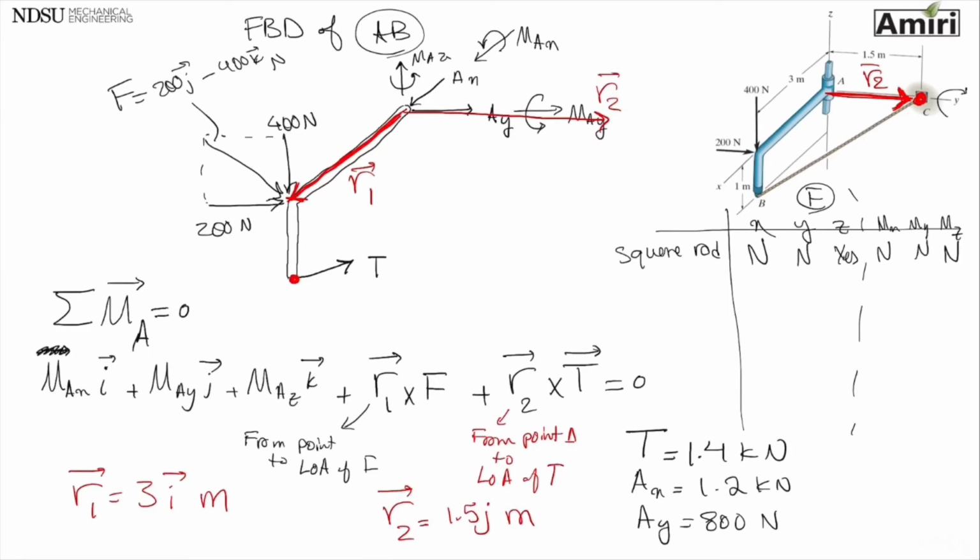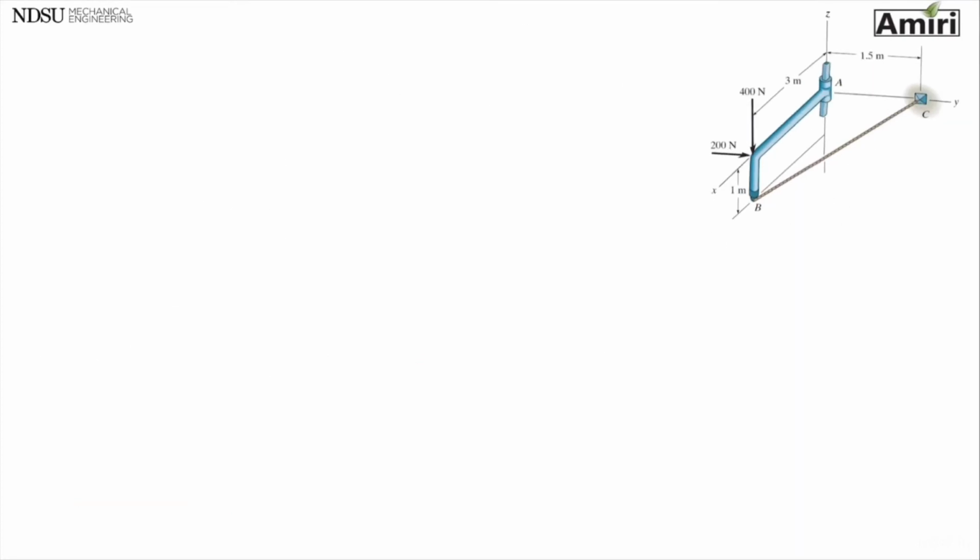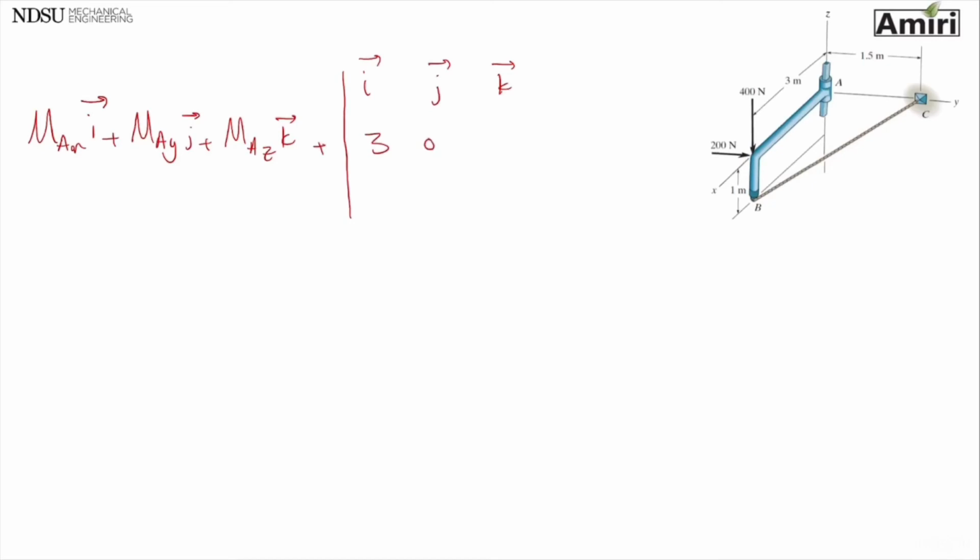Okay, and sorry, I forgot to put the arrow here. So I have T, I have F. Let me write it on the next page. So MAX I plus MAY J plus MAZ K plus, I'm doing R cross F, so I need IJK in there. The R1, which was 300 meters, and F, which was 200 minus 400 newtons, plus R2, I'm doing IJK again.